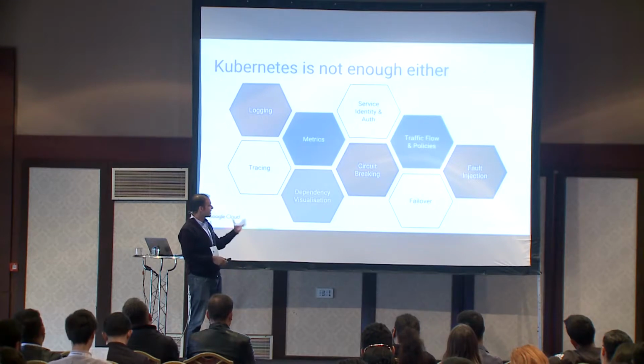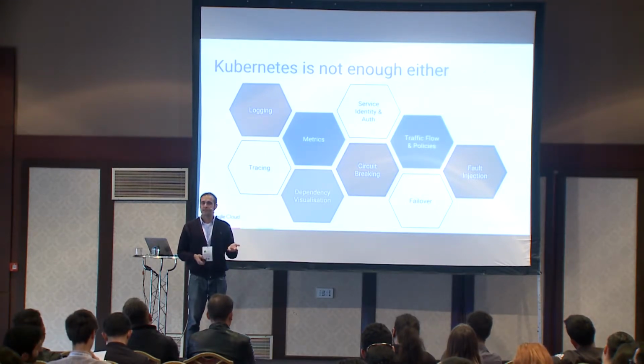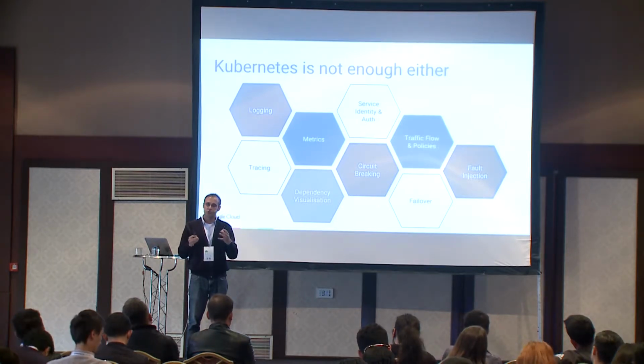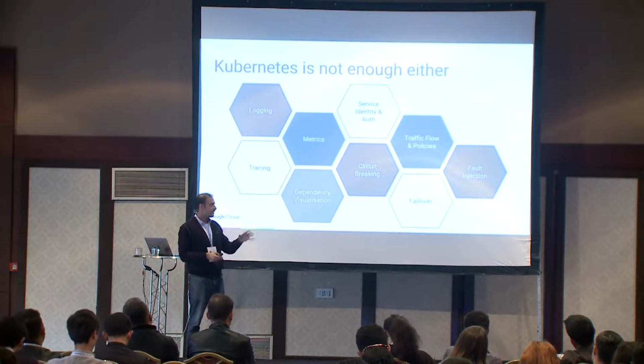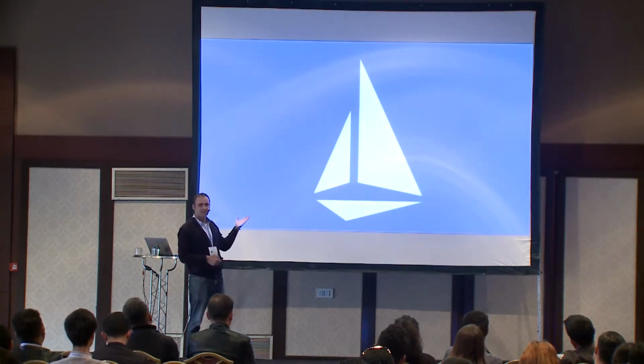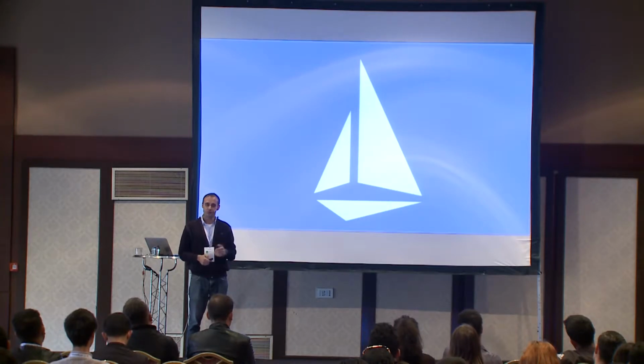So there are all these things that you probably should be doing, even if you're not doing them today, but Kubernetes doesn't help. Docker gives you the container. Kubernetes makes sure that your container runs, but these problems are still your own problem, right? So that's why we have Istio. This is the logo for Istio.